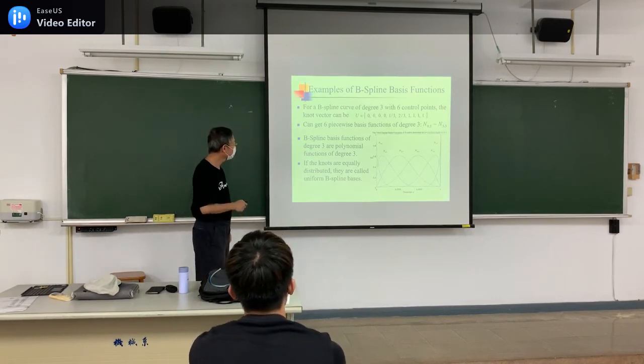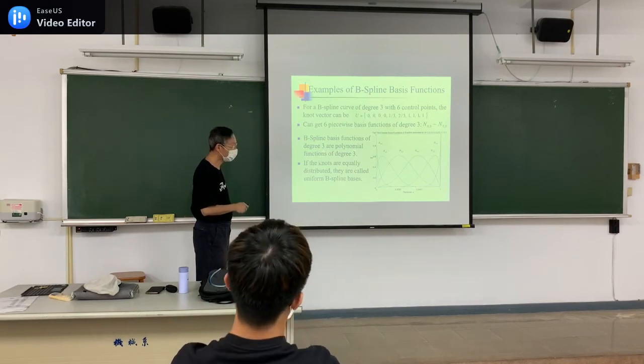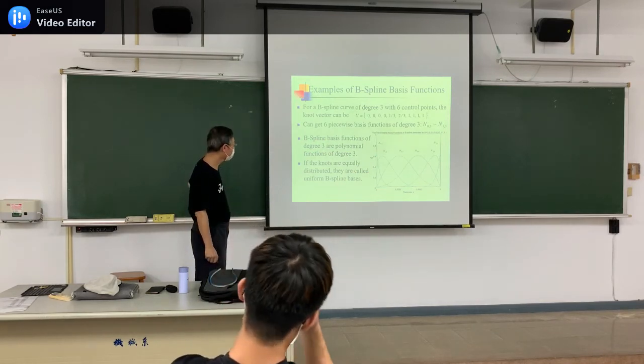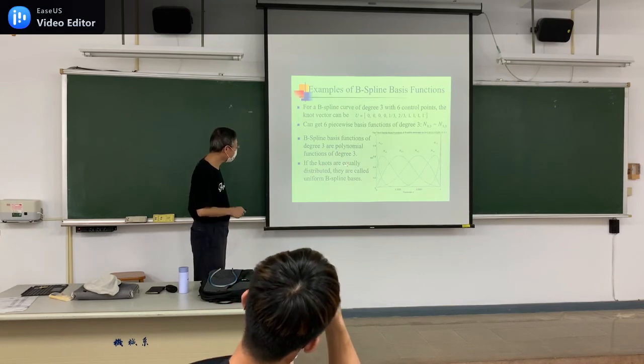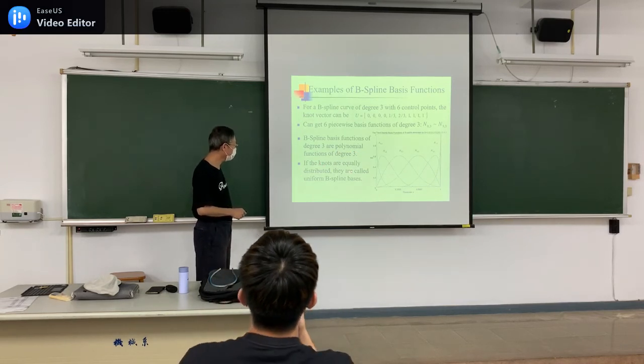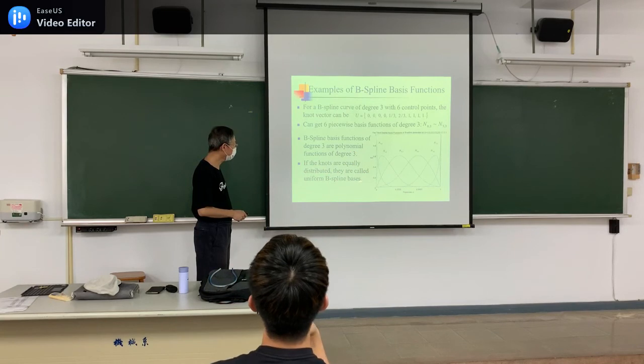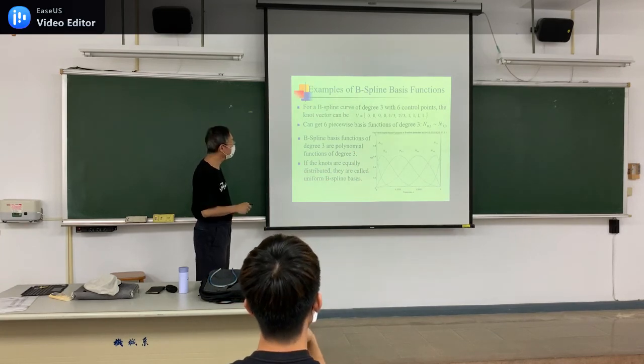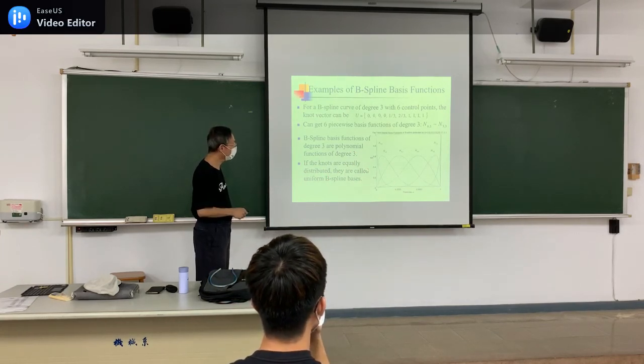So these are each basis functions of degree 3. All of them are polynomial functions of degree 3. If the knots are equally distributed, they are called uniform B-spline basis. Like this, these are uniform B-spline basis.